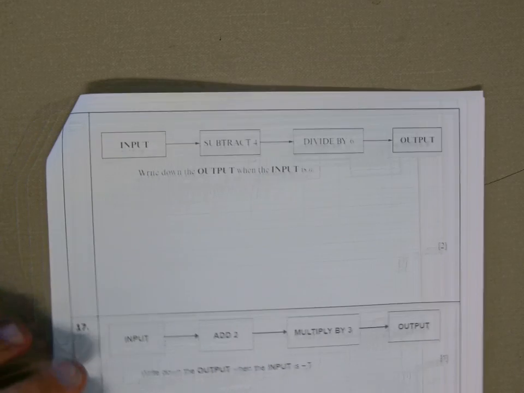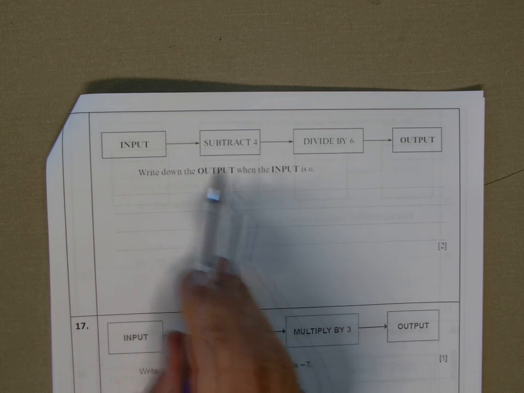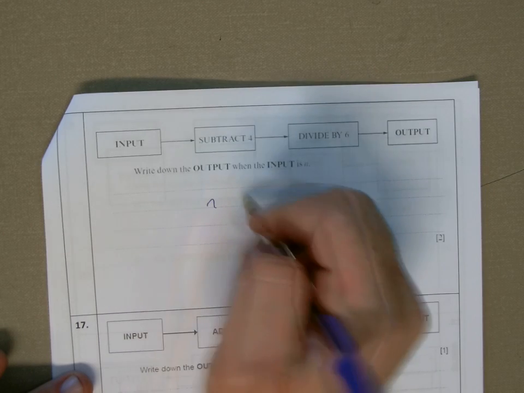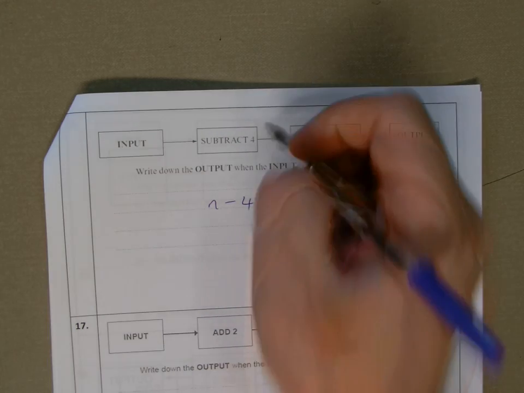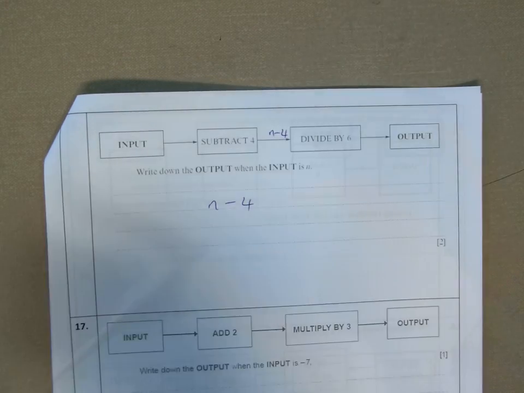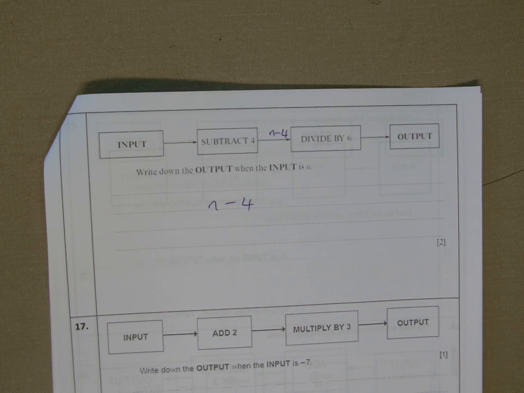Last one then on this question. Write down the output when the input is n again. So in this case now n, it says subtract 4, so I'll take away 4. And then it says, n minus 4, it says to divide by 6. So we've got to divide all of it by 6.